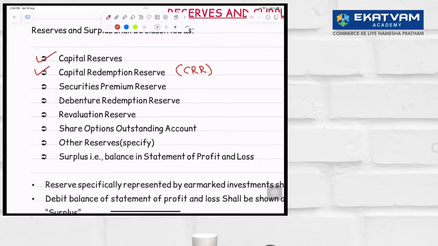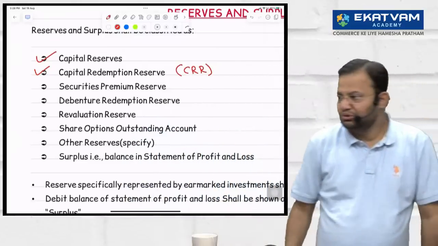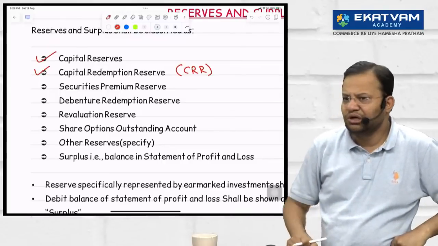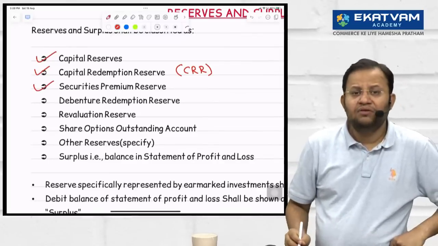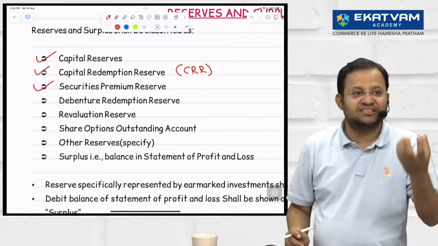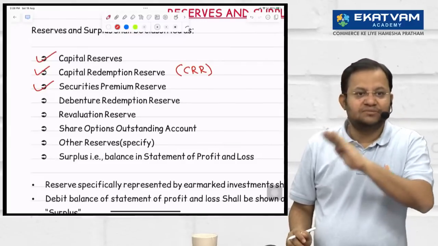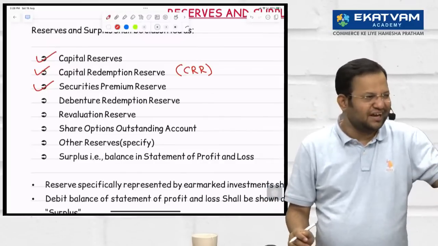क्या लिखा तुमने? CRR can only be used for what? Bonus shares. CRR can only be used for giving bonus shares. There is no other use of CRR. Securities premium. When do you get a premium? Whenever you issue shares above face value. You cannot issue shares below face value. There are few exceptions, but very rare cases are there.